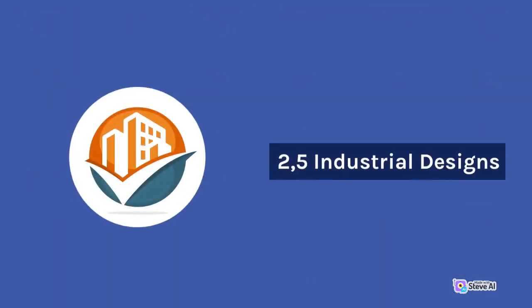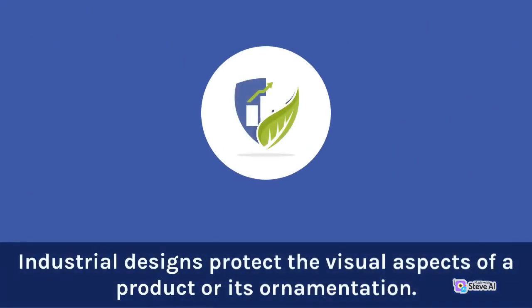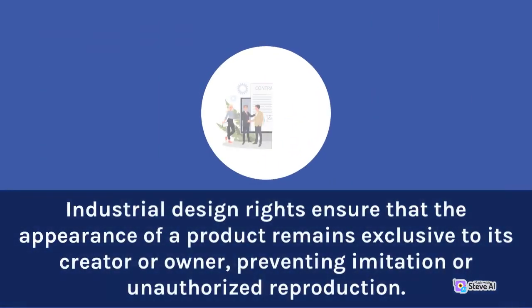2.5 Industrial Designs. Industrial designs protect the visual aspects of a product or its ornamentation. They often relate to a product's shape, configuration, pattern, or color. Industrial design rights ensure that the appearance of a product remains exclusive to its creator or owner, preventing imitation or unauthorized reproduction.